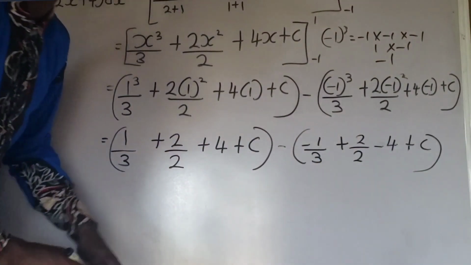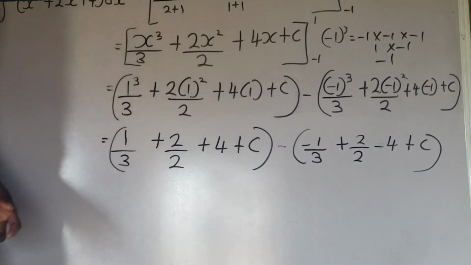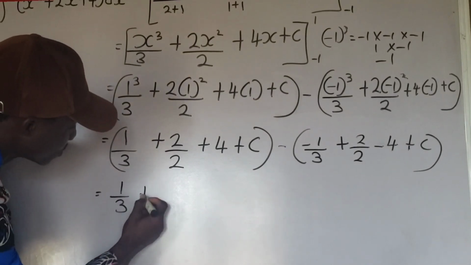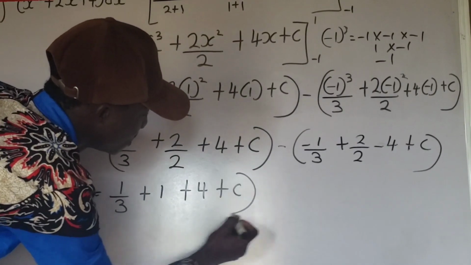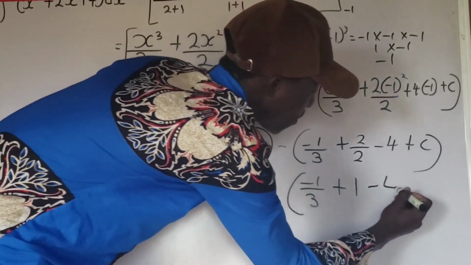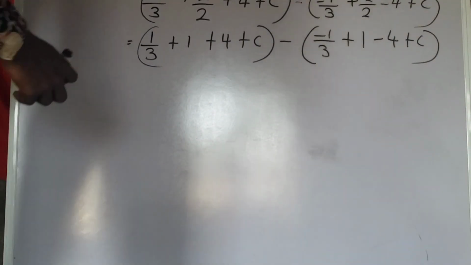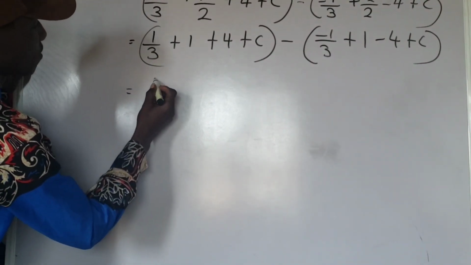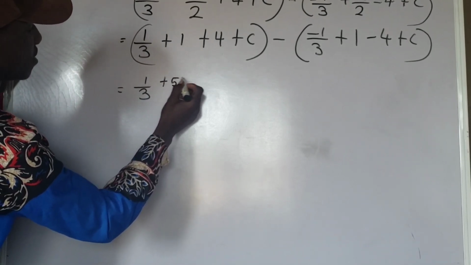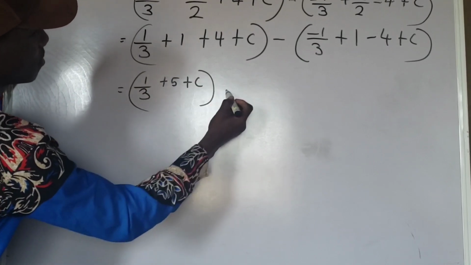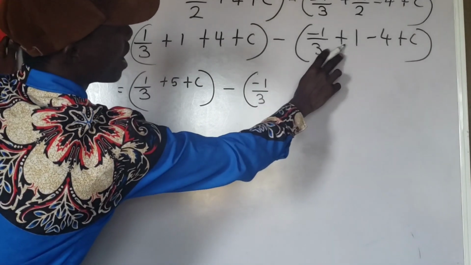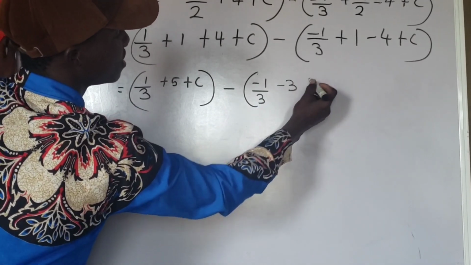Please, do you understand how I got that? If you don't understand, kindly reverse the video and watch it again. Now, for this, I'm going to have all this equals 1 over 3 plus 1 plus 4 plus c, minus negative 1 over 3 plus 1 minus 4 plus c. From this point, 1 plus 4 is 5, so 1 over 3 plus 5 plus c, minus, negative 1 over 3 plus 1 minus 4, that is negative 3, plus c.